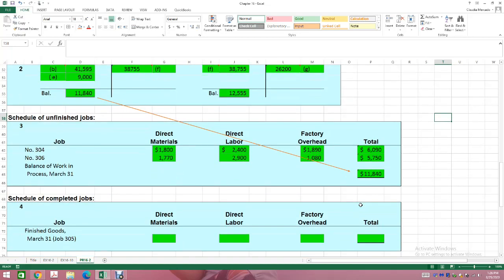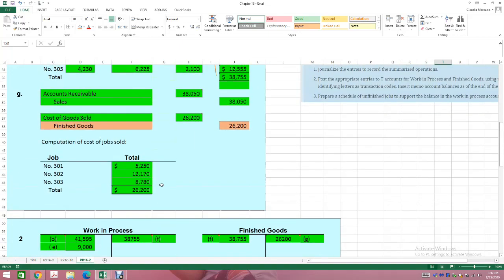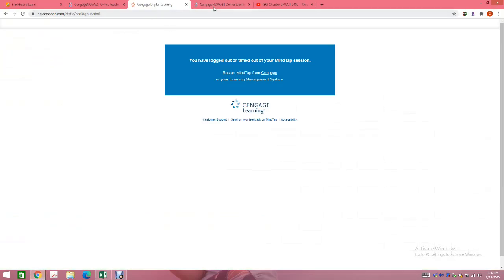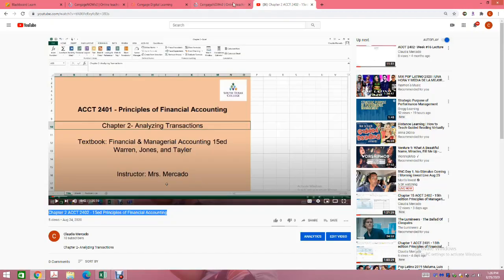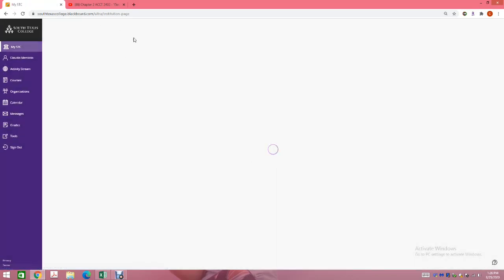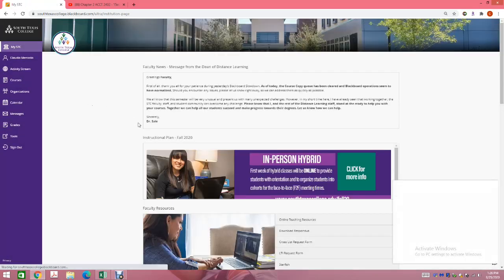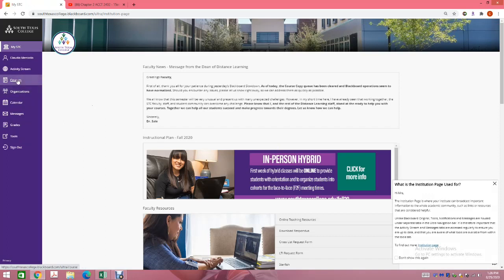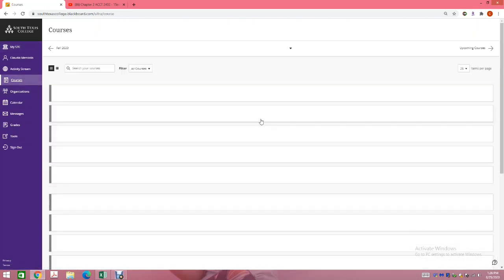Now, the fourth requirement, let me see if I have my ebook open. It kicked me out. Let me see if I can log back in. Oh, it locked me out of everything. It's been a long while. Let me load. The fourth requirement is asking us for a schedule of completed jobs. So let me just make sure that I have that information correct from the ebook.